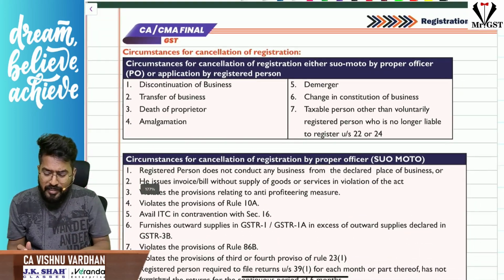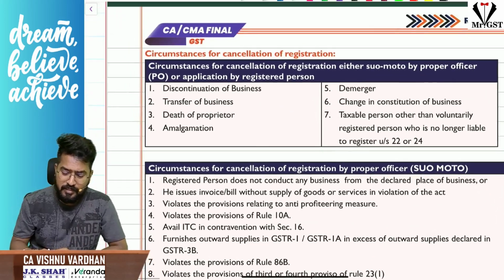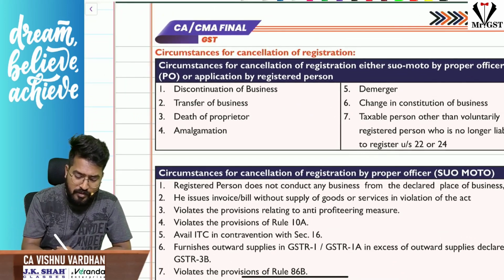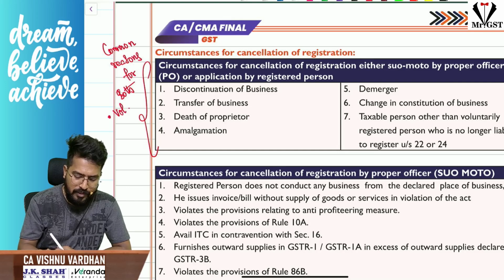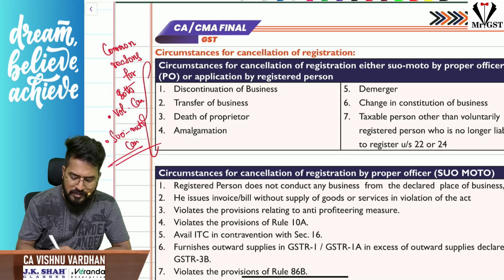Now, sir, what can be the reasons for cancellation? See, these are the common reasons. This set is common for both voluntary cancellation as well as suo moto cancellation. For both, these are the common reasons.